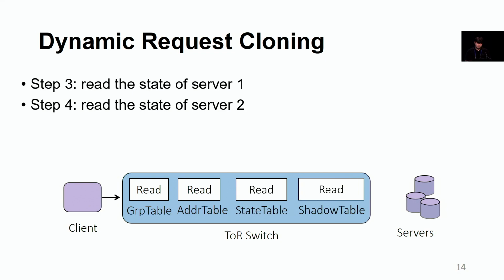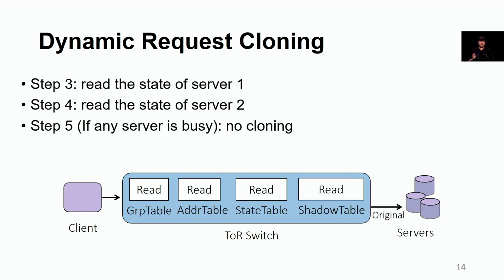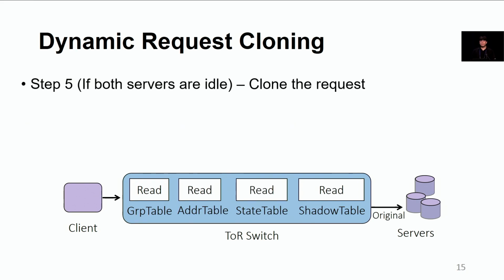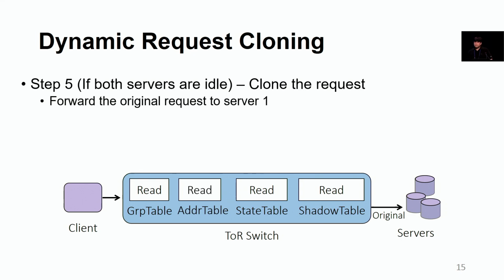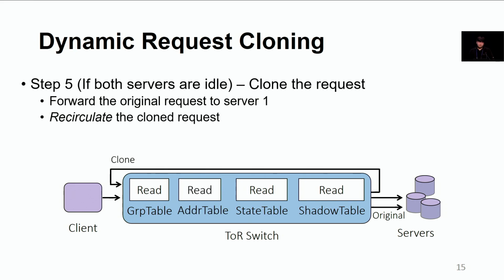Next, if there is any busy server, then the switch does not clone the request, and the switch just forwards the request as usual. However, if both servers are idle, then the switch clones the request. Specifically, the switch forwards the original request to server 1, and for the cloned request, the switch recirculates the cloned request.